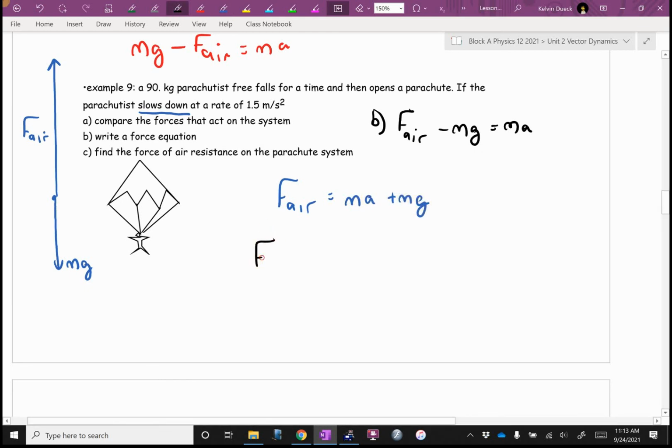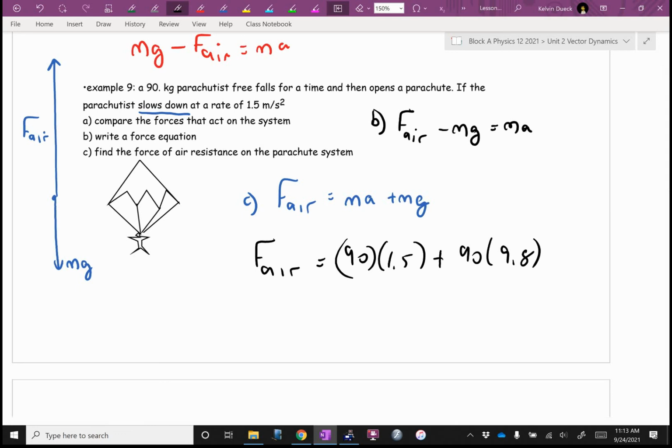So it's going to be m, 90, a, 1.5, plus m, 90, times 9.8. Can I do that in my head? I could factor out a 90, so it's going to be 10.8. It's going to be 11.3. It's going to be 9 times 11.3. 90 times 11.3 is going to be 990 plus 27. Is it 1017?